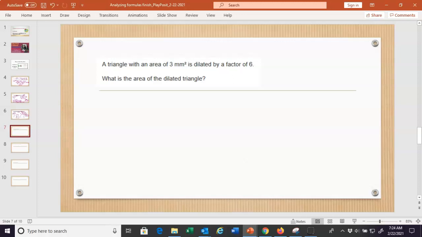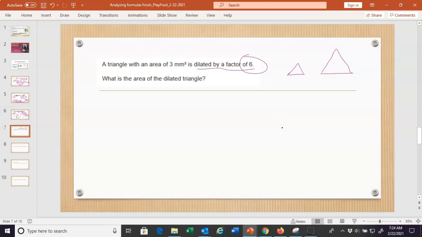All right, now we're going to look at some comparing problems. So this first one tells us there's a triangle with an area of 3 millimeters squared. And then we dilate this triangle by a factor of 6. Remember dilation. This is not drawn to scale, but I have a triangle and I'm going to dilate it. I'm going to make it bigger or smaller depending on the factor, right? How does this change the area?